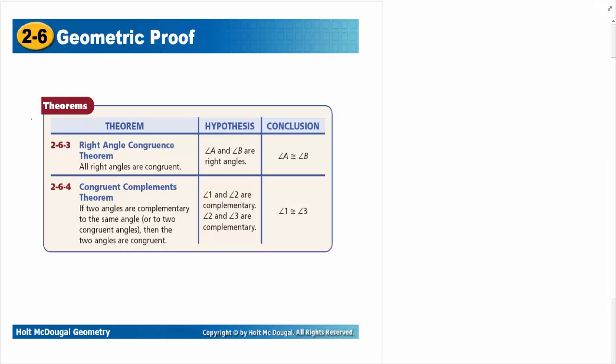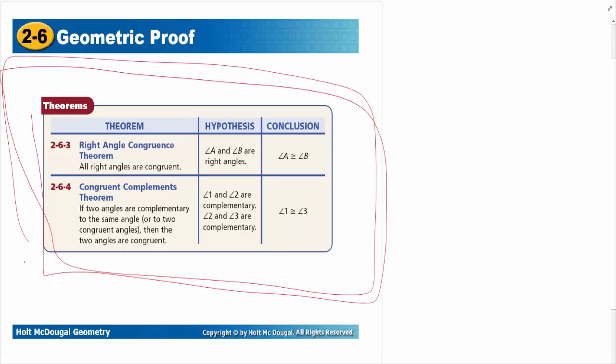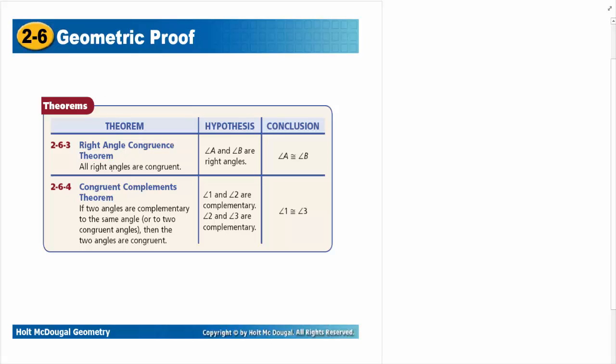Alright, just for your note here, there are 2 more theorems in this section, so make sure you're writing these down so you have them. These are the last 2 from 2.6. We've got our right angle congruence theorem: all right angles are congruent. So if A and B are right angles, then you can state that they're congruent. If they tell you the angles are right angles, and your proof statement is to state that angles are congruent to each other, you're going to need to use this theorem to get from this statement to this congruent statement. Anytime we're dealing with right angles, it's actually going to be a theorem.